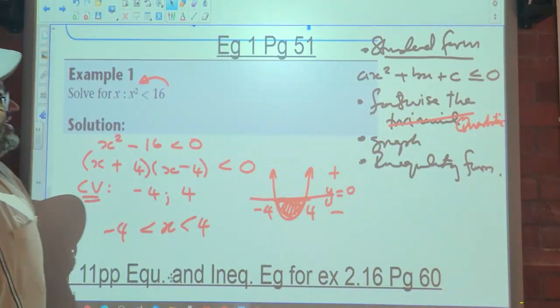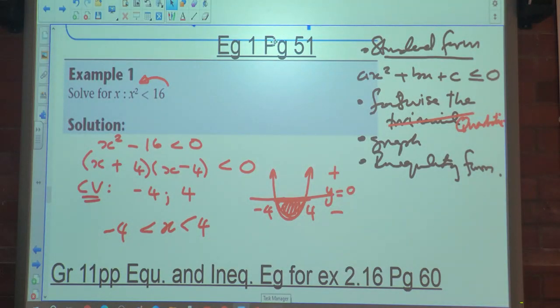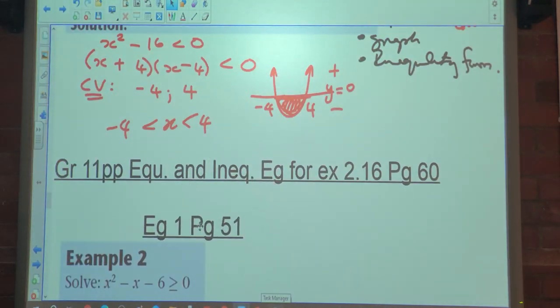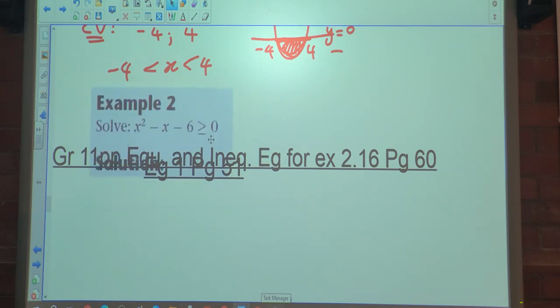Okay, let's do another one. Let's look at example 2. Example 2 is on page.